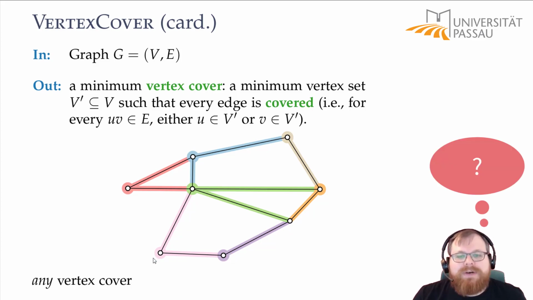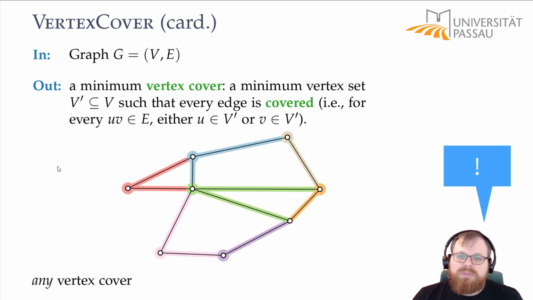Now, of course, the next question is, is this actually a minimum vertex cover? Is there another vertex cover with a smaller number of vertices? This is also not so hard to find. We can just have a look at some of these edges. For example, this edge here is covered by the brown and by the orange vertex, but the brown vertex does not cover anything else. Also, these two edges are covered by the red one, but they are also covered by blue and green. So we don't need the red one, we can just remove it.